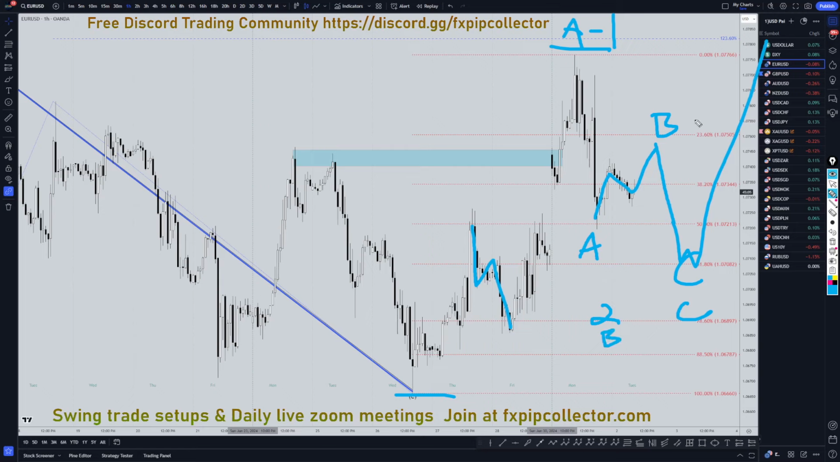Then you would expect the next move up to be either a wave C or a wave 3. Either way, we're going to try to get long at the end of this correction, and we'll learn and earn whether we're looking at a wave C or whether we're looking at a wave 3.